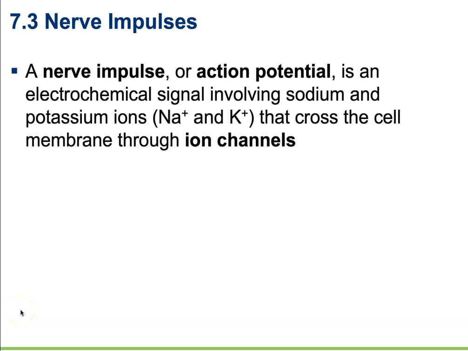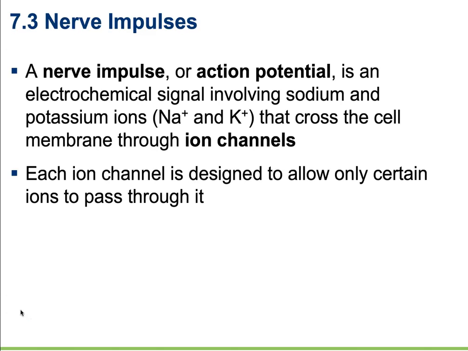Next thing we want to talk about is nerve impulses. The neuron membrane is designed and specialized for communication. The messages that the nerves send to one another are called nerve impulses or action potentials. Basically, this is going to be an electrochemical signal that's caused by sodium ions and potassium ions moving or passing across the plasma membrane through ion channels.